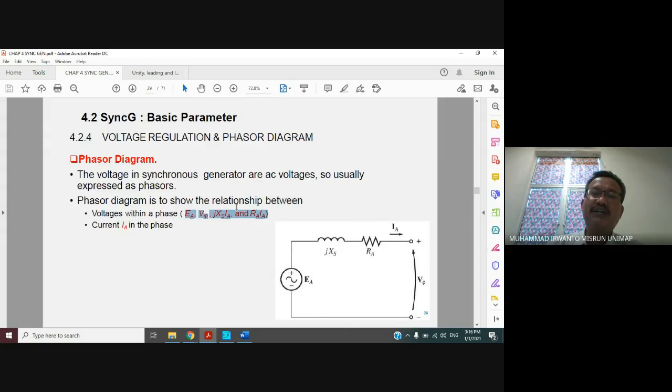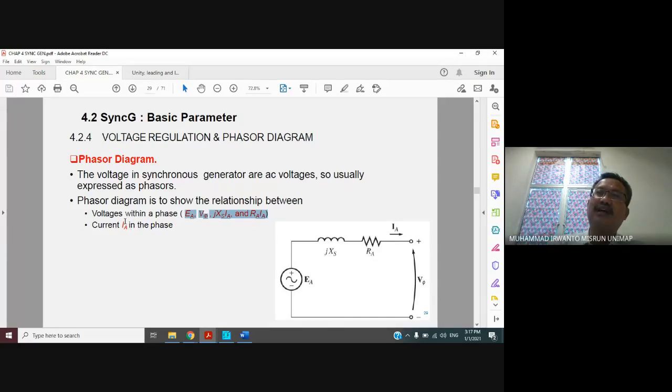We can see all these parameters relate to voltage. It is the internal generated voltage. V phase is the phase voltage or terminal voltage. jXSIA is the voltage across the synchronous reactance, and RAIA is the voltage drop across the armature resistance. This one.